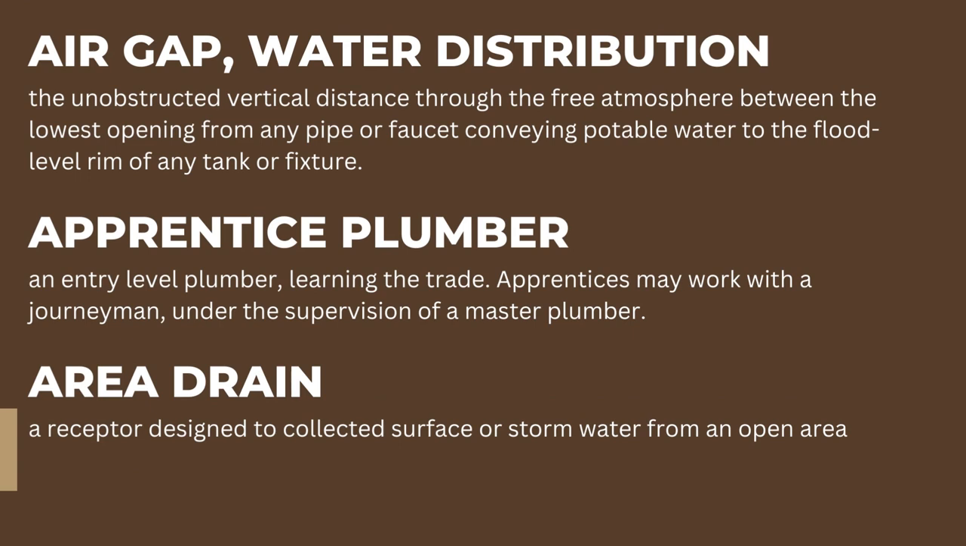Air gap in water distribution. It is the unobstructed vertical distance through the free atmosphere between the lowest opening from any pipe or faucet conveying potable water to the flood level rim of any tank or fixture. Air gap in water distribution.